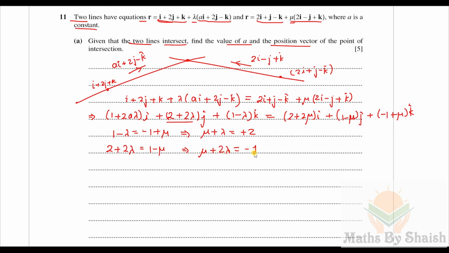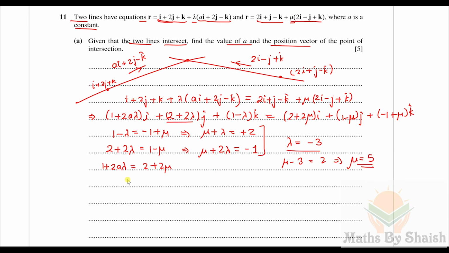And similarly for i, we get 1 plus 2a lambda is equal to 2 plus 2 mu. Once we get lambda and mu from here, we will put them here to get the value of a. Solving this, let's subtract the first equation from the second one. We get lambda is equal to minus 3, since minus 1 minus 2 is minus 3. When we put lambda is equal to minus 3 here, we get mu minus 3 is equal to minus 2, so mu is equal to 5. So we got lambda is equal to minus 3 and mu is equal to 5.